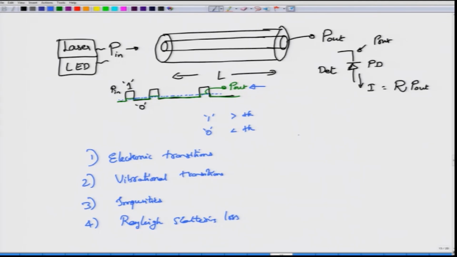Electronic transition means that if you actually look at the material that we use for optical fiber, that is a fused silica material, and the fused silica is a semiconducting material.